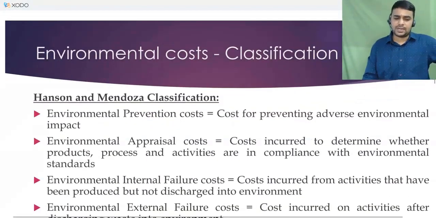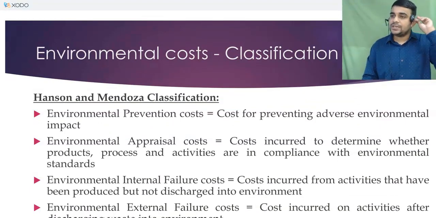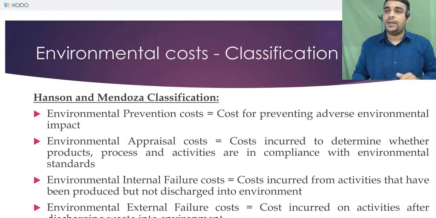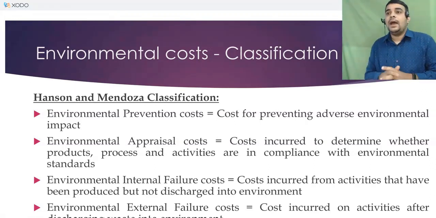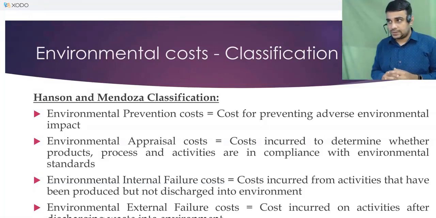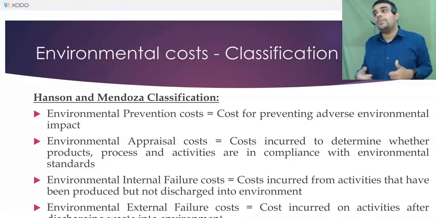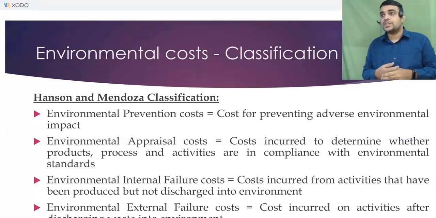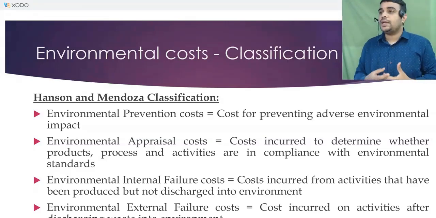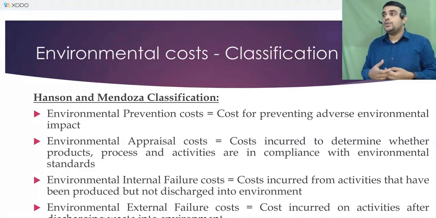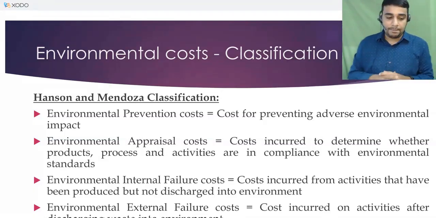Yeah, Hansen and Mendoza classification. Prevention costs, I am not explaining much, you know what needs to be done. Prevention costs are those costs which are incurred to ensure that adverse environmental impact does not happen. Example, I am providing training to my employees. Another example, I am buying a machinery which is more environment friendly, or I'm manufacturing those products which are environment friendly.